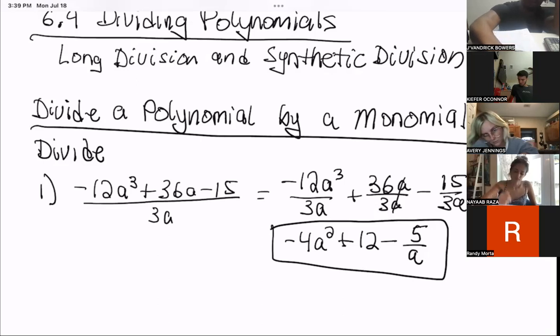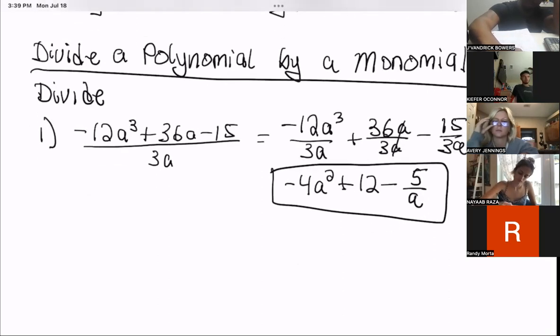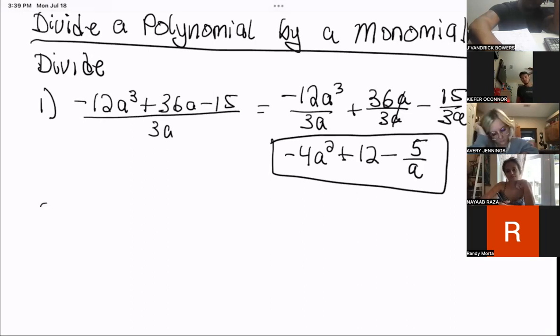So monomials, and it can only be monomials, this is the easiest way to do them. You can use long division, which we're going to do next, but this is way easier. Okay, so let's look at this problem.